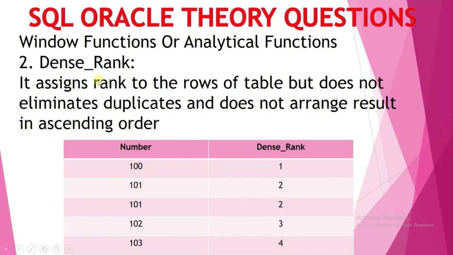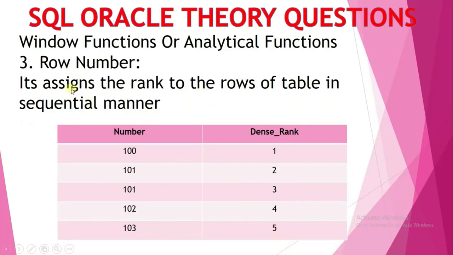Moving to next, dense rank. It assigns rank to the rows of the table but does not skip ranks on duplicates. For example, with the same numbers here, it is 1, 2, and again for the 101 it is 2, and for 102 it assigns 3. It doesn't skip the next rank, and for 103 it assigns the next rank, that is 4.